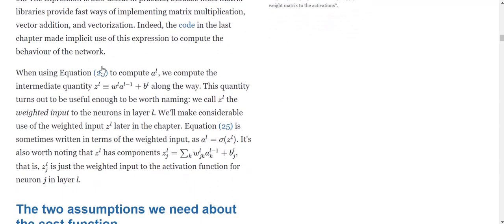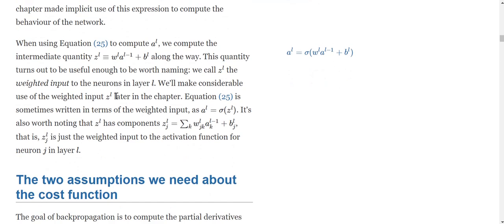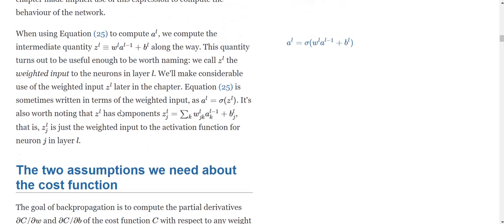Okay, so when using equation 25 to compute AL, we compute the intermediate quantity ZL along the way. This quantity turns out to be useful enough to be worth naming. We call ZL the weighted input to the neurons in layer L. We'll make considerable use of the weighted input ZL later in the chapter. And equation 25 is sometimes written in terms of the weighted input as AL is sigmoid of ZL. I hope this makes sense.